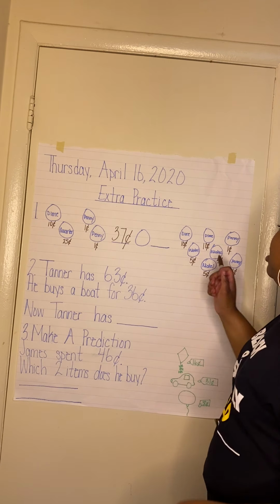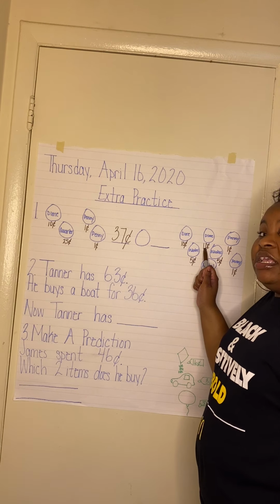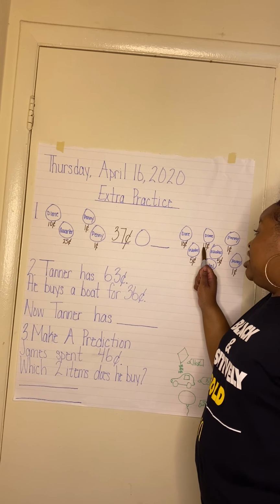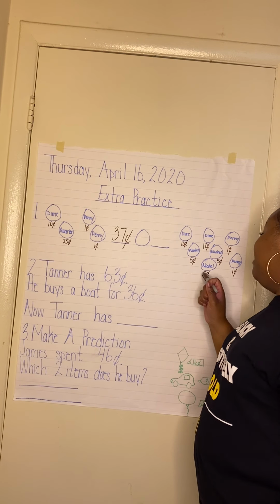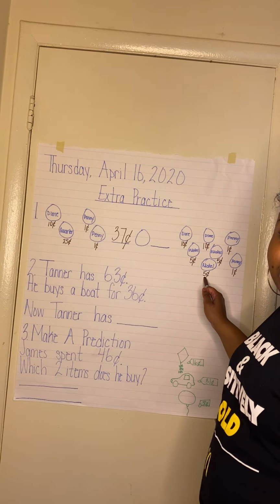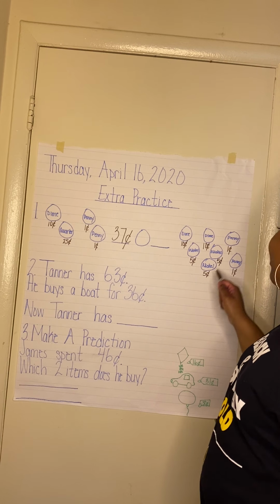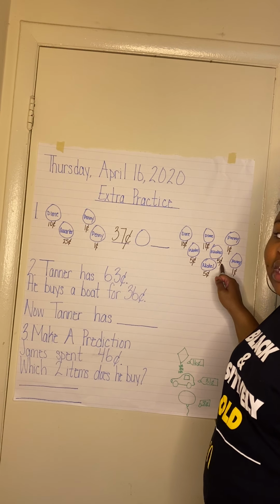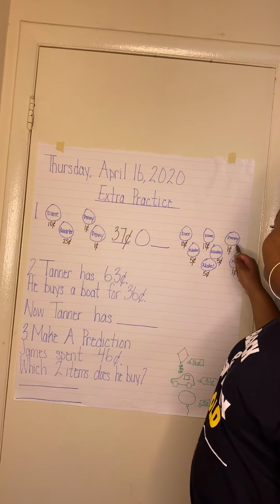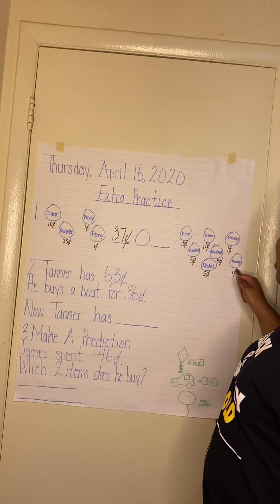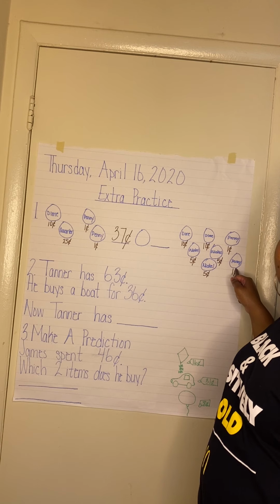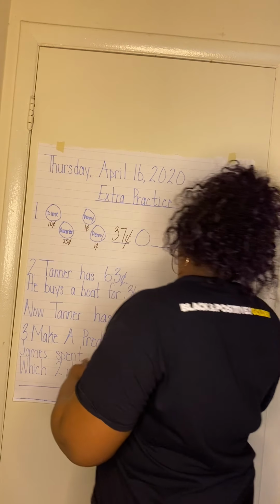So now let's go. 10 plus 10 gives me 20. 20 plus 5 gives me 25. 25 plus 5 gives me 30. 30 plus 5 gives me 35. 35 plus 1 gives me 36. And then 36 plus 1 gives me 37.